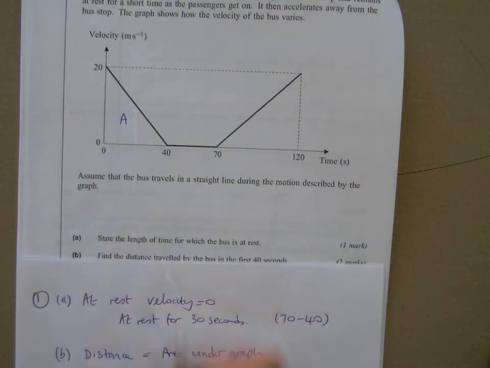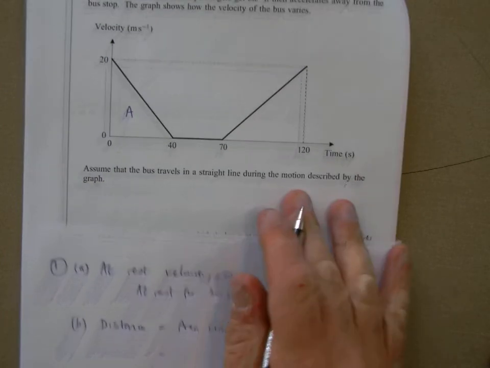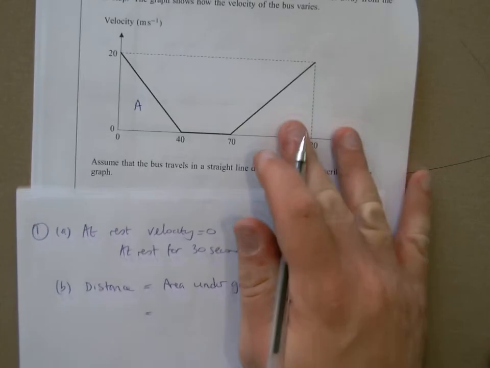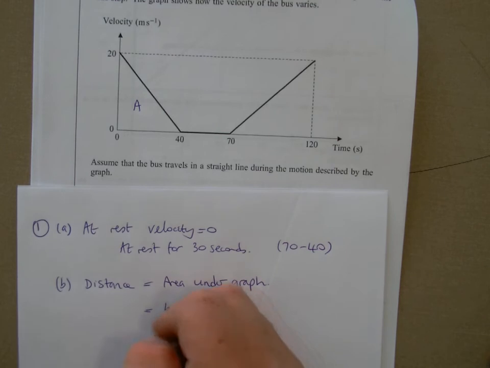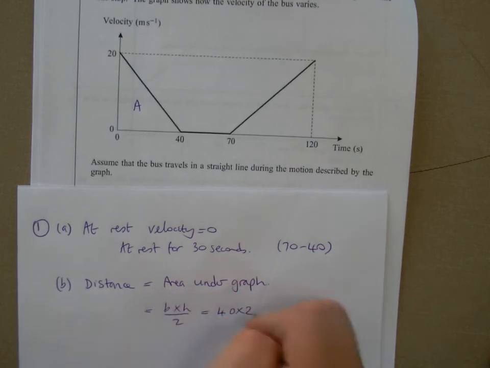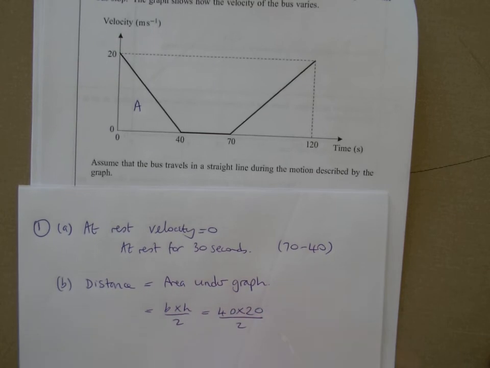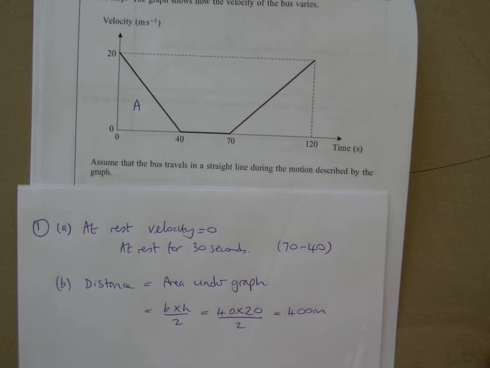So the area of that there will be, well, it's a triangle, isn't it? So quite simply, base times height divided by 2. Okay, so we can write that down, base times height divided by 2. So that will be 40 times the height of 20, and then divide that by 2. So that will be 400 meters.